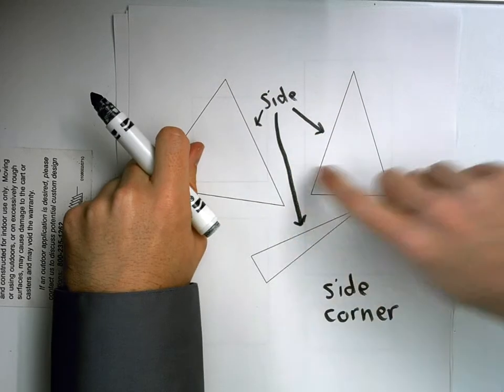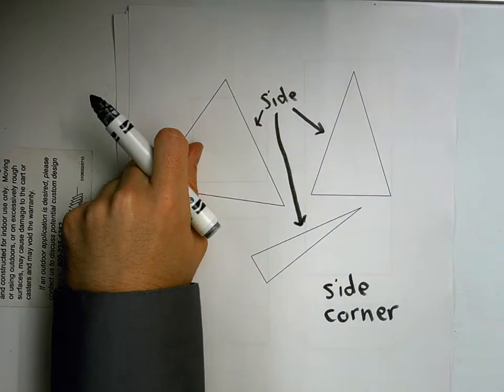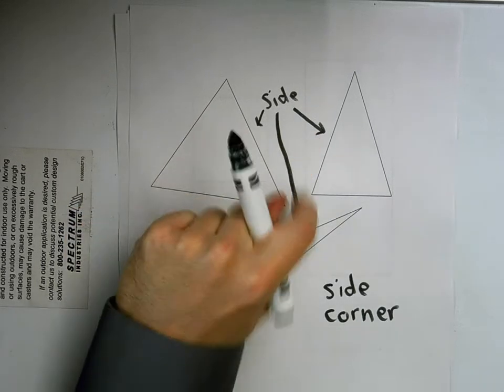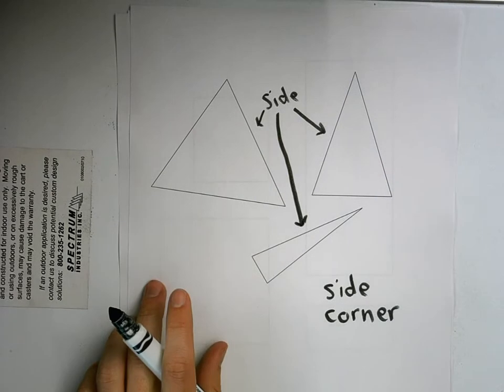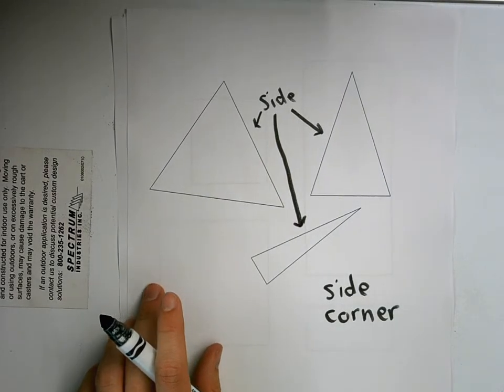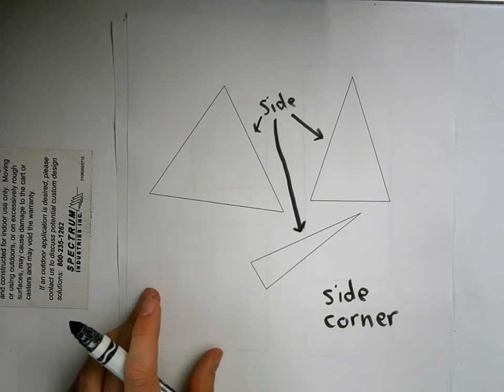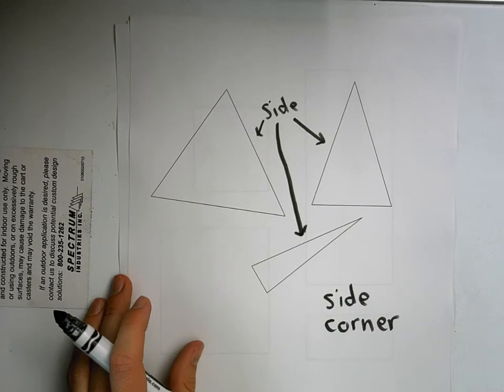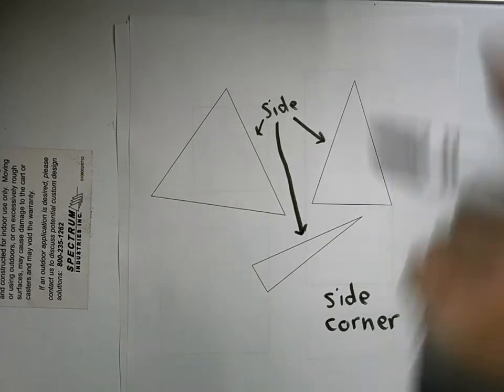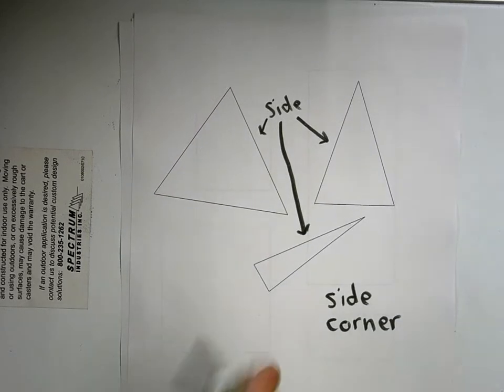Now let's look at this shape right here. How many sides do I have? They all have the same number of sides. How many sides are there on these shapes? Three. Does anybody know the name of a shape that has three sides? A triangle.